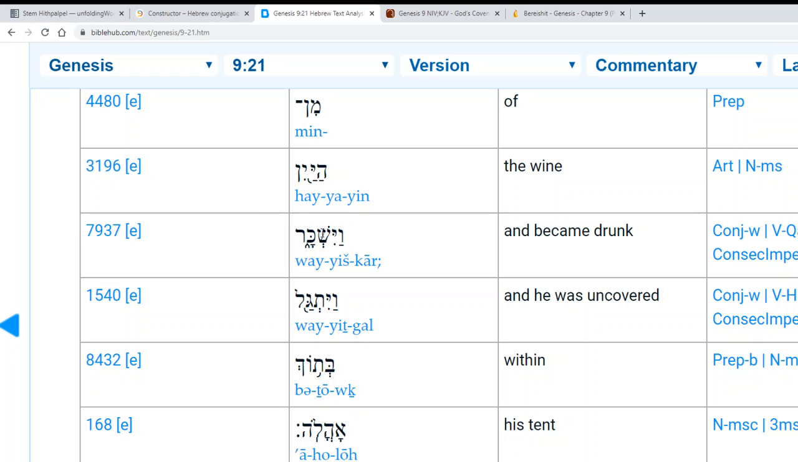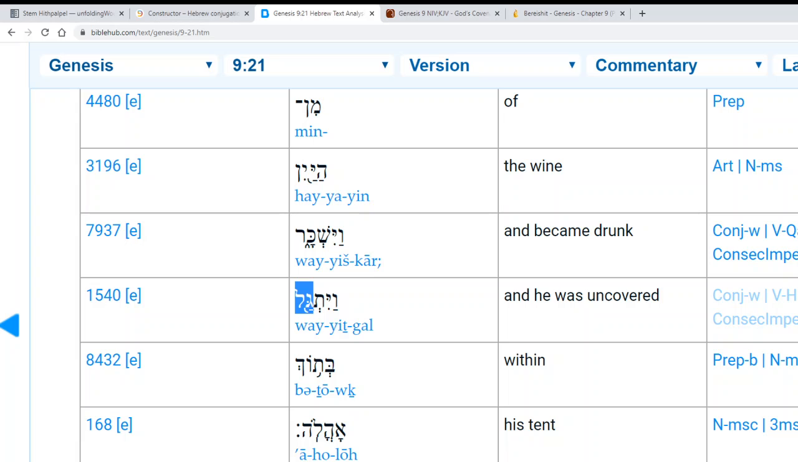Vayishkor, so conjunctive vav. The root here is shin chaf resh, which means to be drunk. It's a root that shows up several times. You can look at your concordance. The yud puts it in the imperfect, but the vav flips it so that it becomes a completed action. And he became drunk. Vayitgal, again, conjunctive vav. So the root here is gimel lamed, and that's to roll. Yitgalgal, galgal, or gilgulim. Is yitpalpel a common stem?